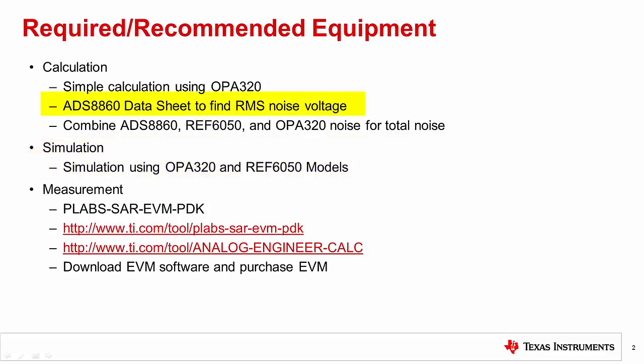Next, we will use the ADS8860 datasheet to find the converter's RMS noise voltage. The ADC noise, reference noise, and amplifier noise are then combined to find the total system noise. Finally, we will measure the system noise and compare it to the predicted value.